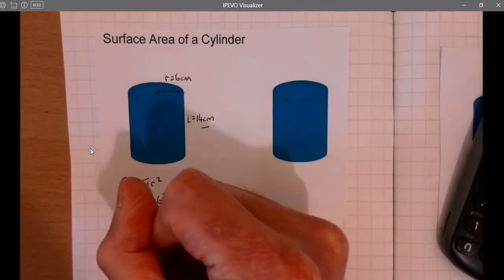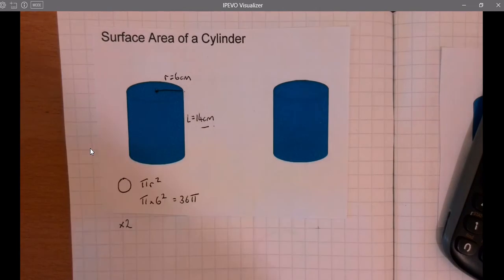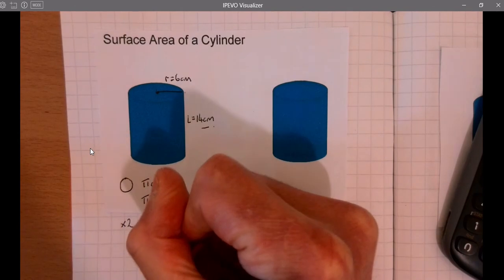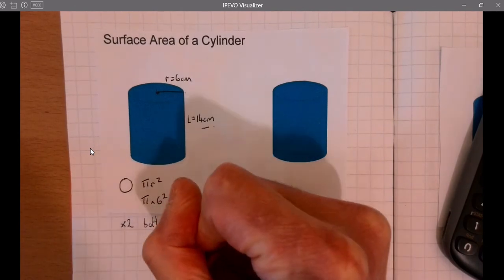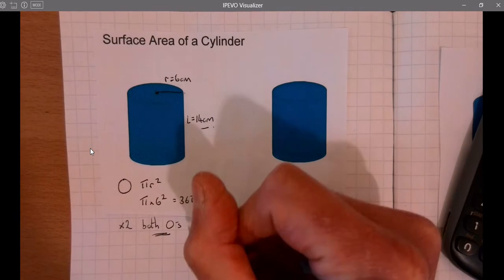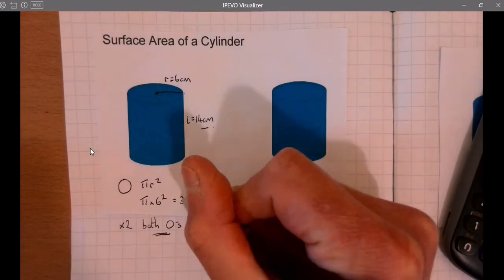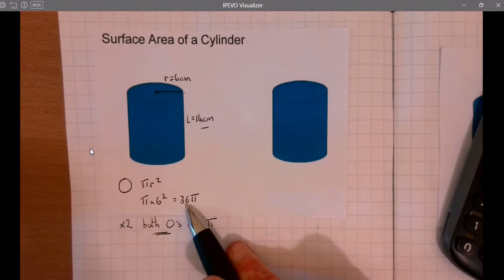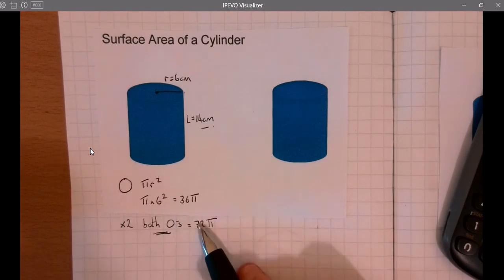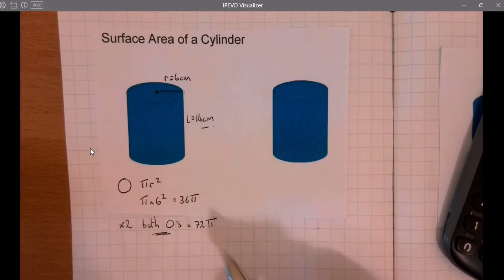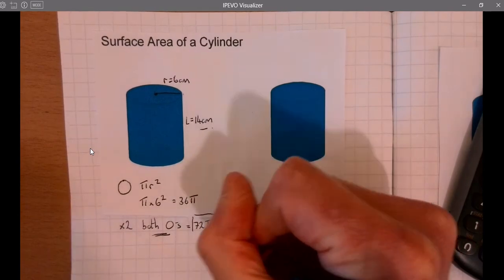So we've got two circles, so we're going to multiply that by 2. So therefore the area of both circles, there you look, being a bit lazy, just draw a circle instead. So both circles is equal to 72 pi. So that's 36 times 2, that bit just there. Because that's the area of one circle, so that's the area of two circles there.